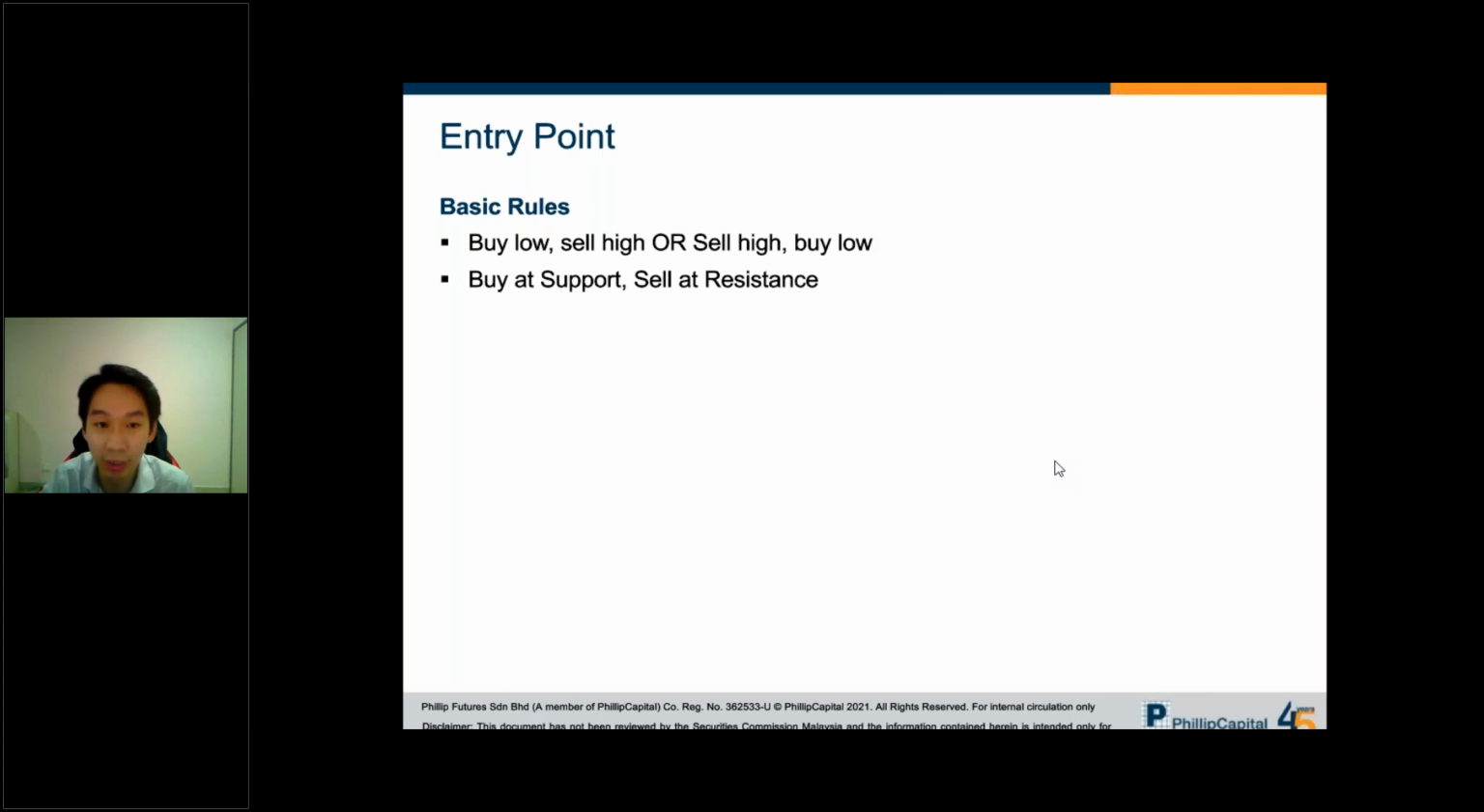If you couldn't determine where is the low or where is the high, meaning to say where's the support and resistance, then you should maybe ask for advice, or look out for any of the commentaries that we provide. Make sure you know where the key support and resistance levels are first before you enter.